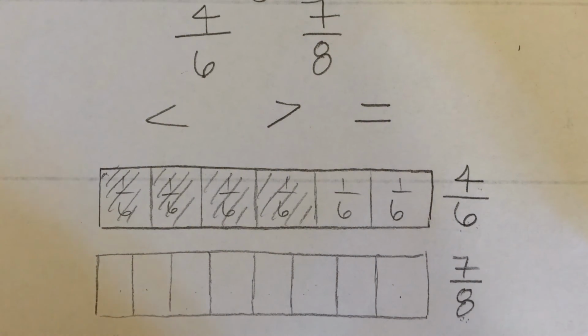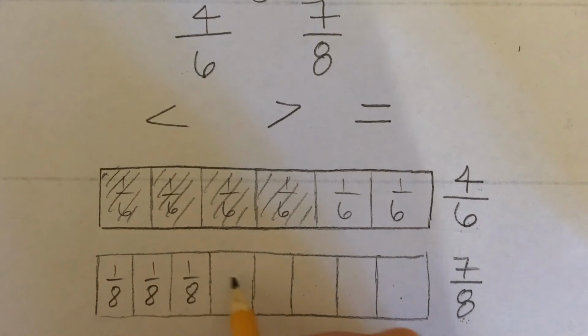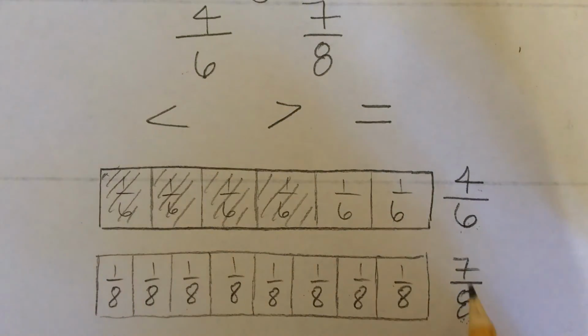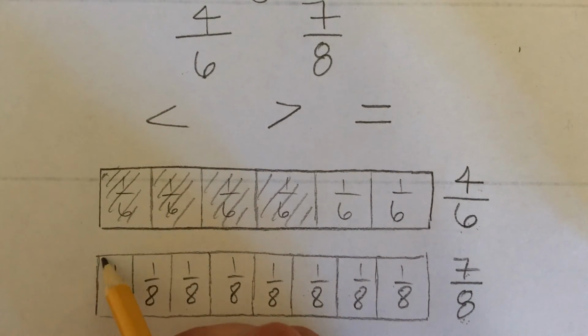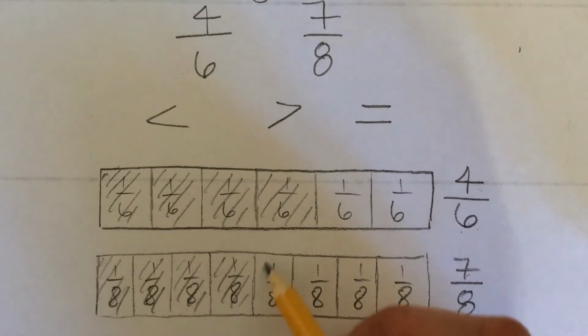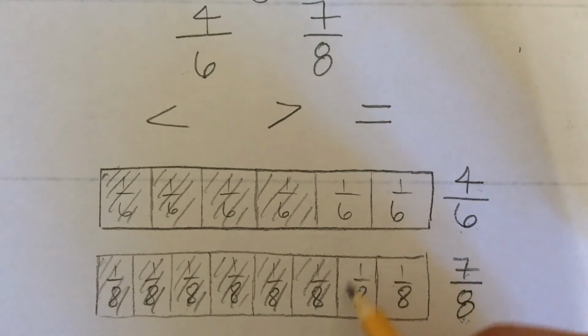And I'm going to write in my unit fractions, 1/8, 1/8, 1/8, 1/8, 1/8, 1/8, 1/8, and 1/8. And I need to shade in 7. So that's 1/8, 2/8, 3/8, 4/8, 5/8, 6/8, 7/8.